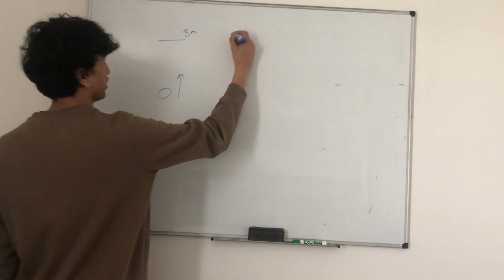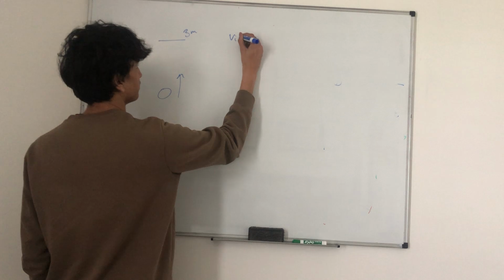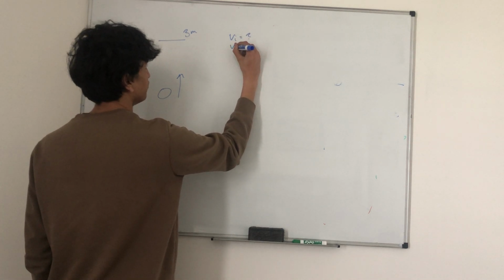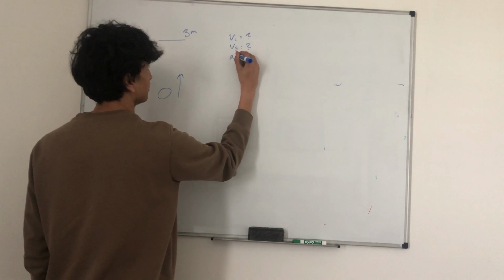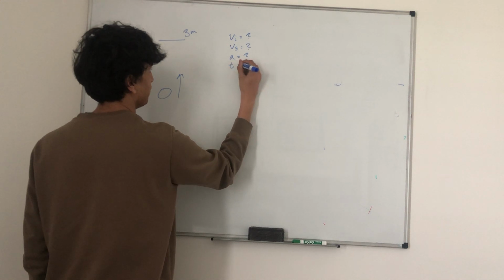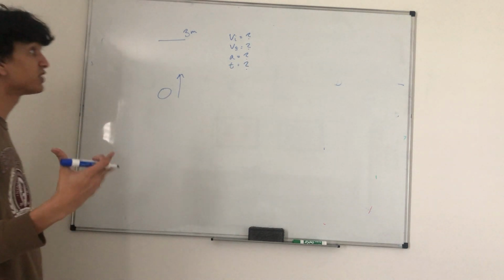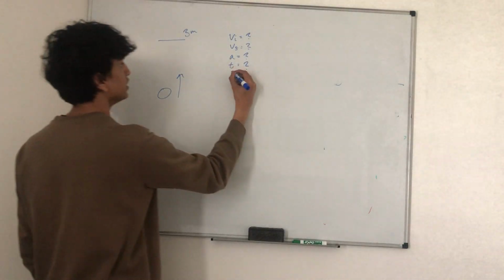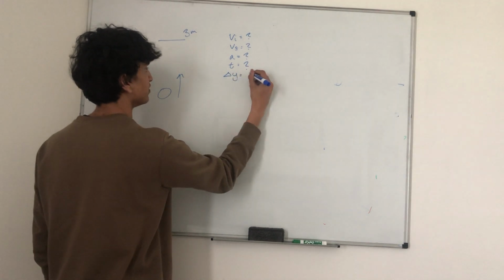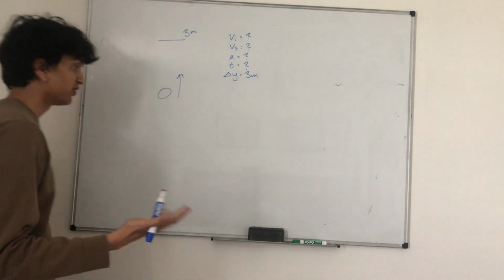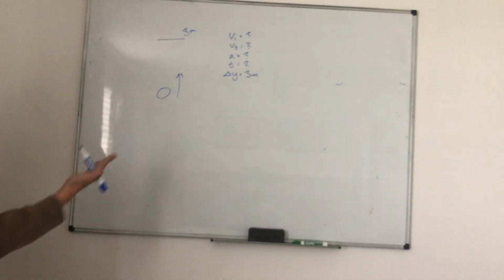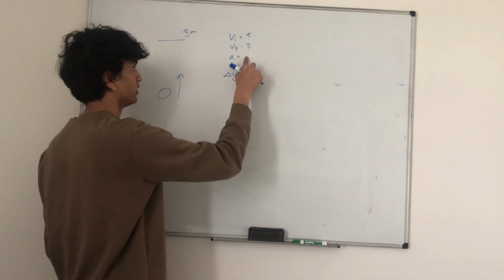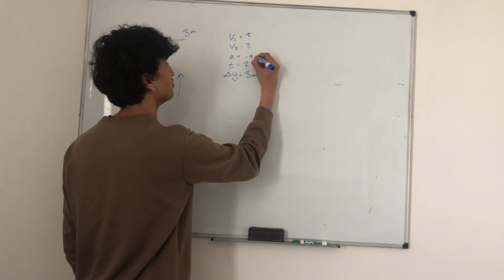And you have to figure out, okay, what's the V initial? What's the V final? What's the acceleration? What's the time it's in the air? And you can figure that all out just by being given that the change in y is 3 meters. So, first of all, this is kind of a trick because we know the acceleration is going to be negative 9.8. And that's really how you can find everything else.